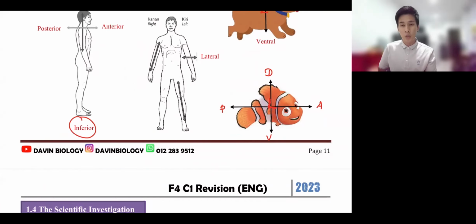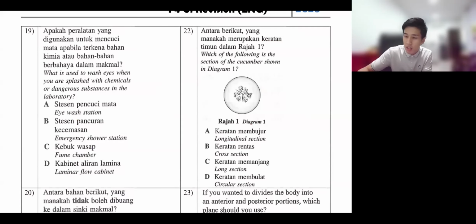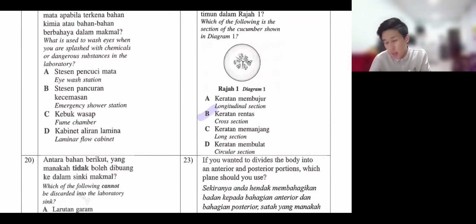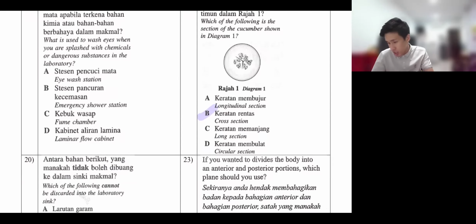Okay, so let's try a few objectives for this one. Very quick one, actually very easy, only one. Page 16. Which of the following is the section of cucumber shown in diagram 1? Which section is this? Like when you eat nasi lemak, that section, cross section. So remember, every time you eat nasi lemak, the cucumber is cross section. The tomato that you eat in your burger is also cross section.